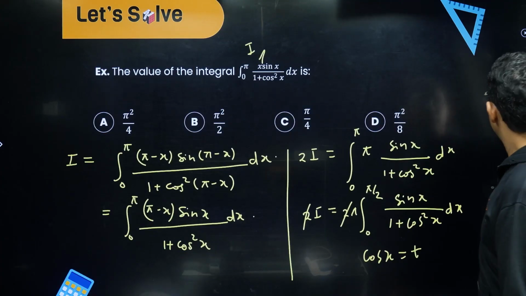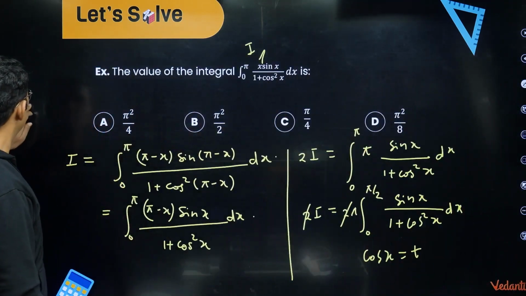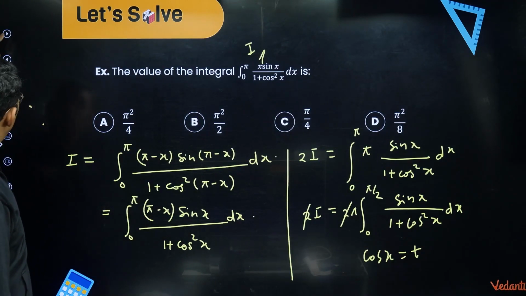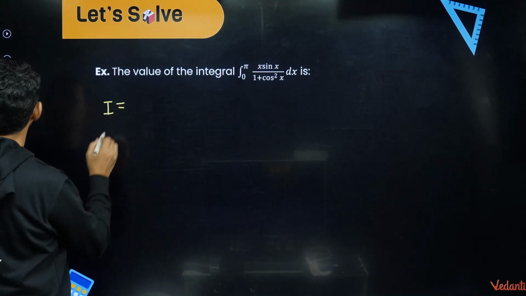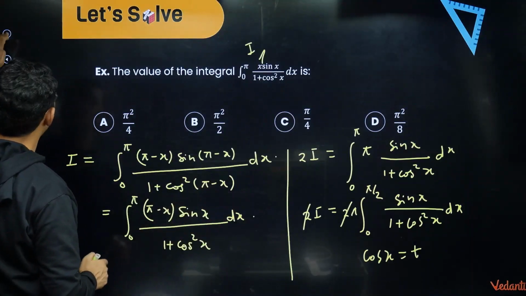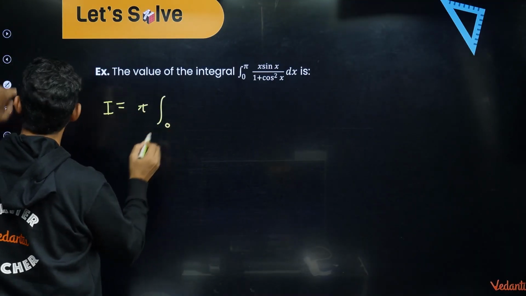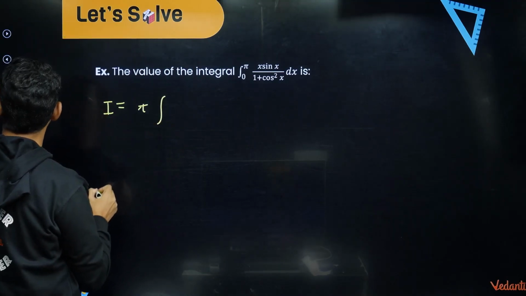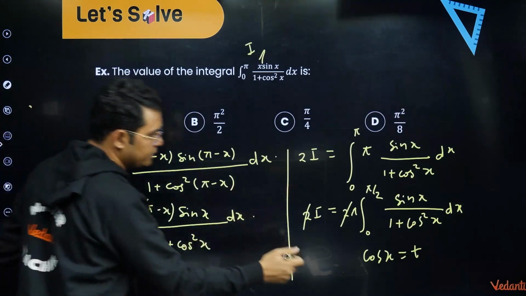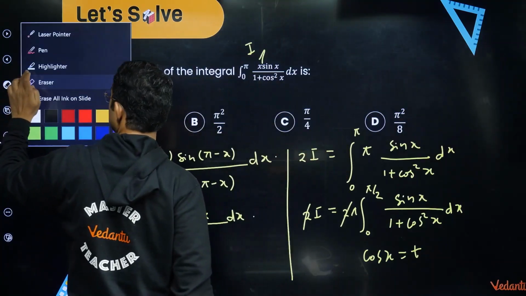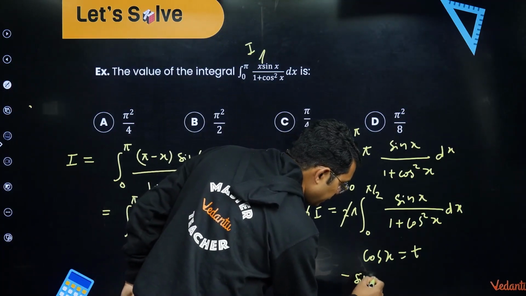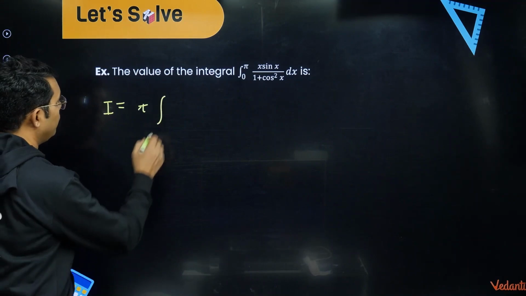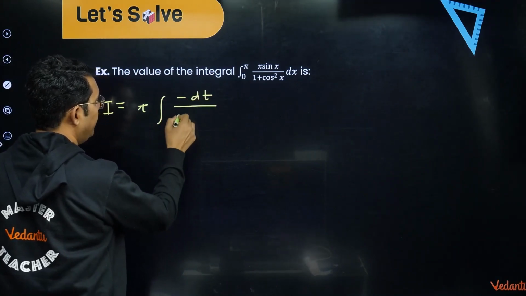So what will we be getting? We will be getting I equal to pi into the integral, actually limits I will not put first. First I will be putting, because cos x is t, so minus sin x dx will become equal to dt. So this sin x dx will become equal to minus dt, and here it will be just 1 plus t square.